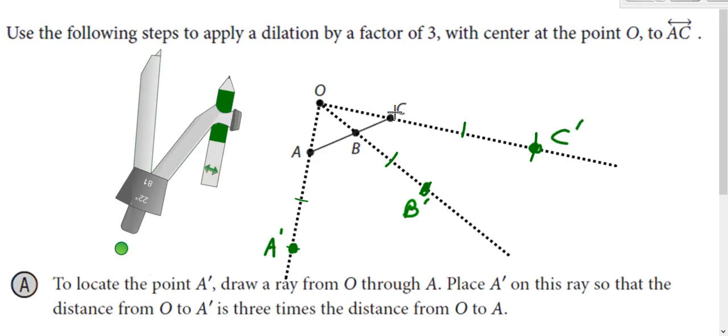So since ABC, that was all collinear before, it should remain collinear now, A prime, B prime, C prime. We also said it would be parallel. A prime, B prime, C prime. It's still collinear, and it does appear to be parallel.